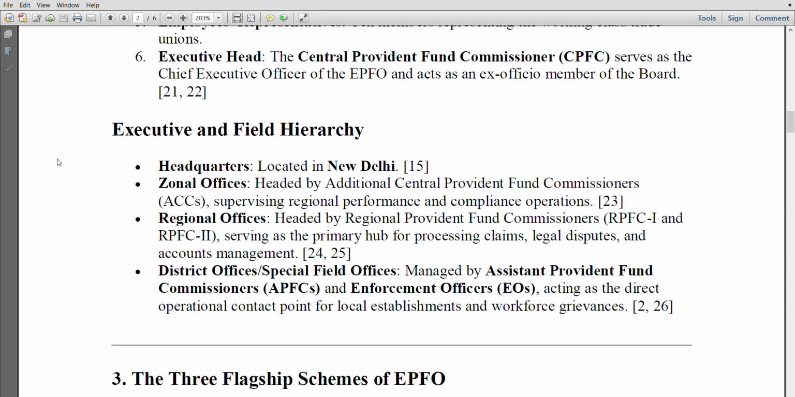We have executive and field hierarchy. Headquarters are located in New Delhi. Zonal offices are headed by Additional Central Provident Fund Commissioners, ACCs, supervising regional performance and compliance operations. Regional offices are headed by Regional Provident Fund Commissioners, that is RPFC 1 and RPFC 2, serving as the primary hub for processing claims, legal disputes and accounts management. Then we have district offices and special field offices managed by Assistant Provident Fund Commissioners, APFCs and Enforcement Officers, EOs, acting as the direct operational contact point for local establishments and workforce grievances.